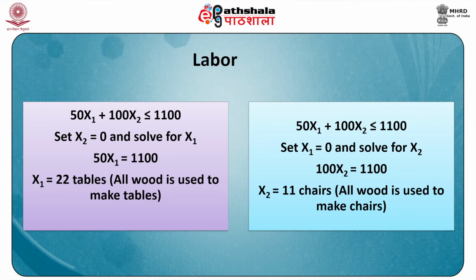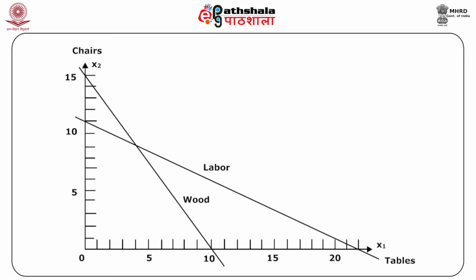50x1 plus 100x2 is less than or equal to 1100. Now set x1 equal to 0 and solve for x2. We get 100x2 equals 1100 or x2 equals 11 chairs. Here all the labor is used to make chairs. Now we plot the wood constraint line using the intercepts x1 equals 10 and x2 equals 15 chairs, and the labor constraint line using the intercepts x1 equals 22 and x2 equals 11 chairs.